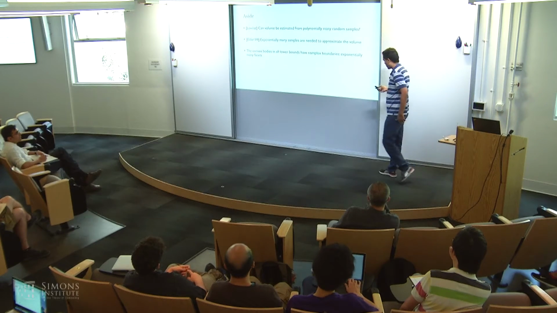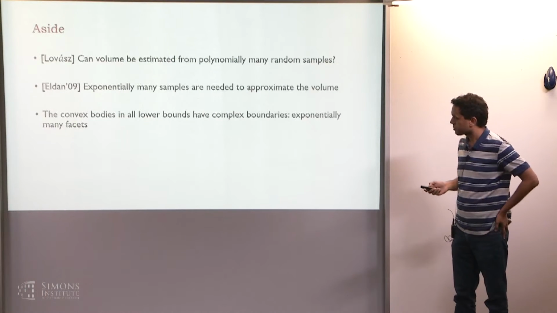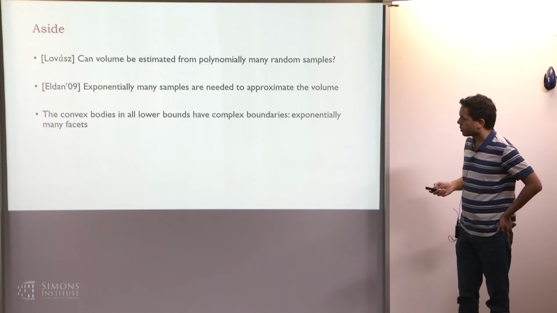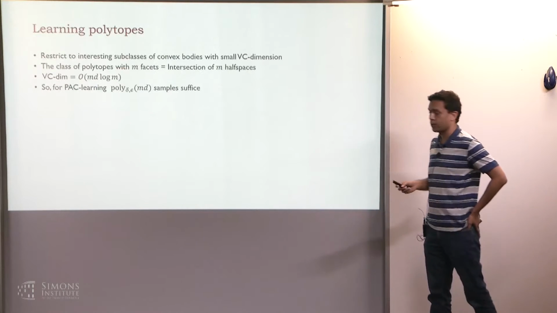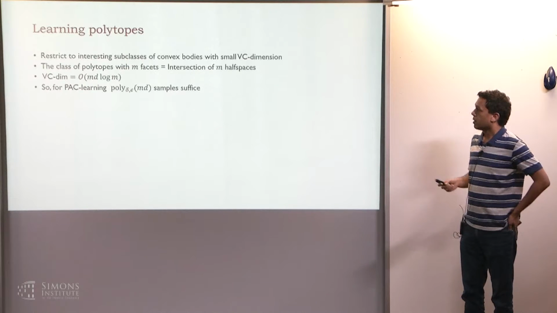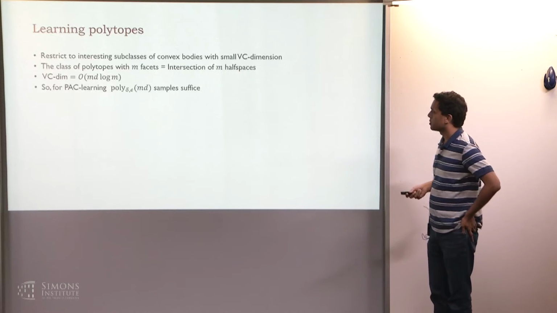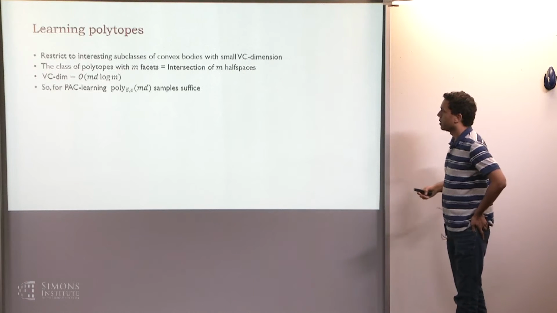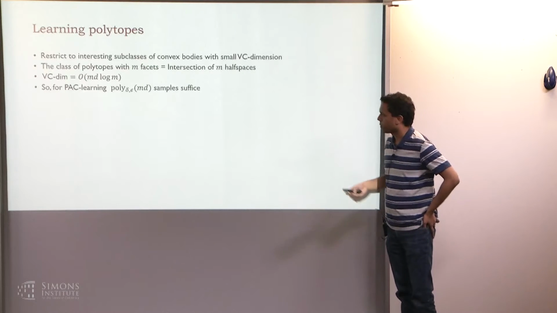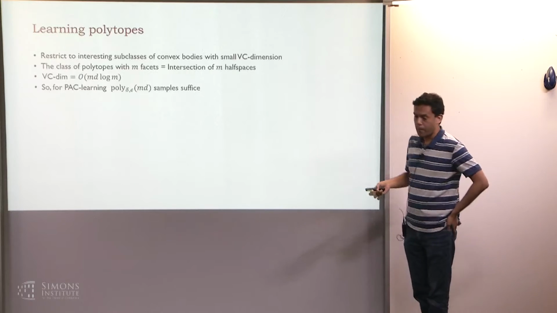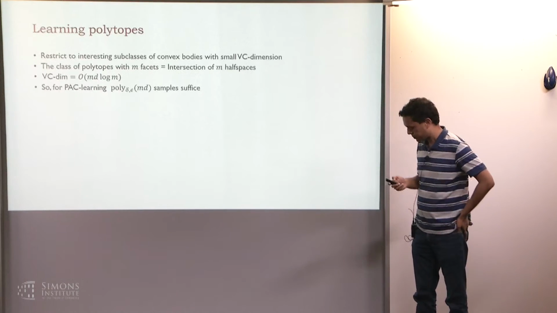So all these convex bodies have very complex boundaries, an exponential number of facets. And that's what seems to make them hard to learn. So it would be interesting to restrict our family of convex bodies. One of the canonical classes of convex bodies is polytopes with m facets, which is basically an intersection of m half spaces. There's small VC dimension, polynomial in m and d. So we can do PAC learning in terms of sample complexity with poly(m, d) samples.